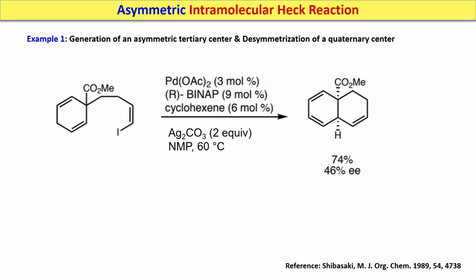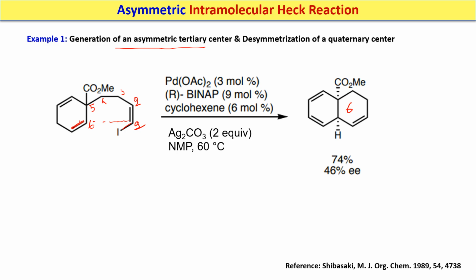So let's start with example 1. In this case we will generate an asymmetric tertiary center. First of all, this is the C-I bond, and let's do the numbering. This is 1, 2, 3, 4, 5, 6. So this is the C=C double bond which will take part in Heck coupling. This is the 6-1 carbon, they are now connected, and we are getting a 6-membered ring.